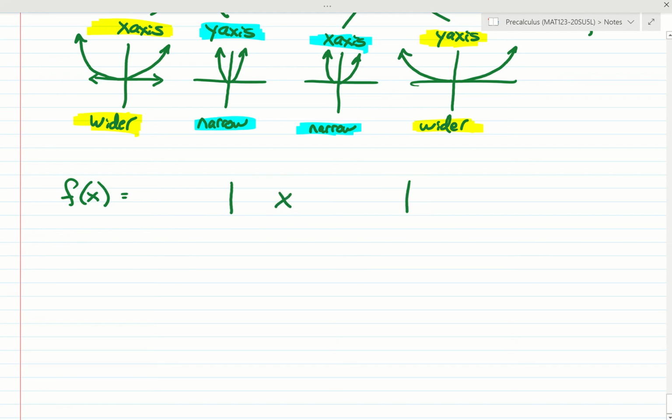We could put numbers in 4 different places. We could put a number here, here, here, and here. All 4 of those numbers do different things. Whenever you see adding or subtracting, that's a translation. So we'll start with C first. If you're adding on the inside, if you see plus C, you're going to the left. If you see minus C, you're going to the right, that number of units.